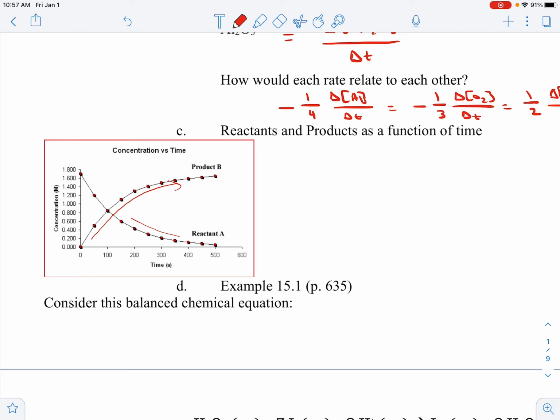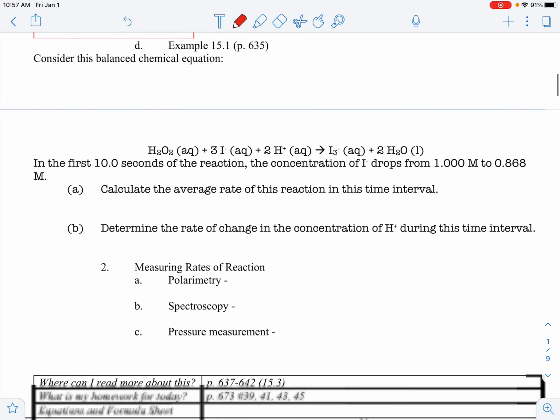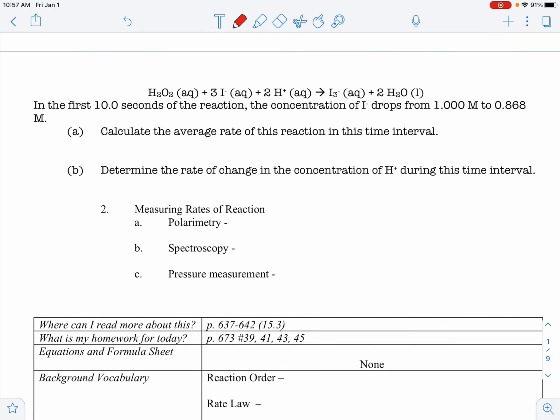So let's see if we can put this together and do ourselves a nice little example here. So we have this reaction here. We have H2O2, that's hydrogen peroxide, plus 3 I minus plus 2 H plus gives us I3 minus and 2 H2O. Now remember, this is a net ionic equation, so we don't always see everything. It says in the first 10 seconds of the reaction, the concentration of I minus drops from 1 to 0.868 molar. And then it wants us to calculate the average rate of this reaction at that time.